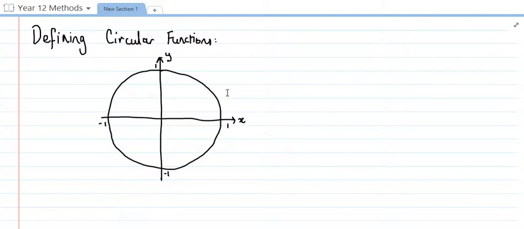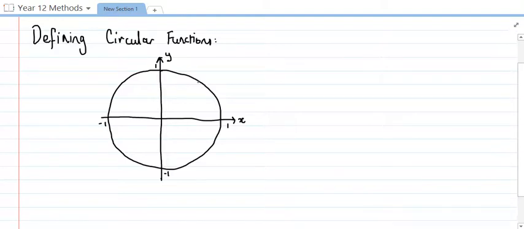So today we're going to be looking at defining circular functions and actually seeing just where they come from and all those sorts of things. So you can see I've already got my unit circle drawn up here. Now, the first thing that we need to know is the definitions for sine and cos.